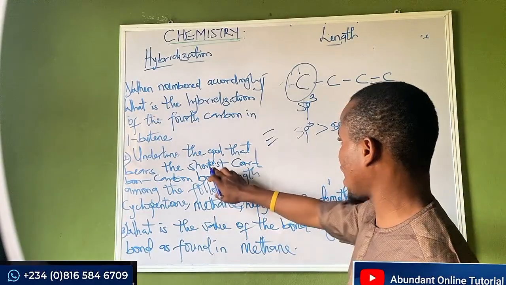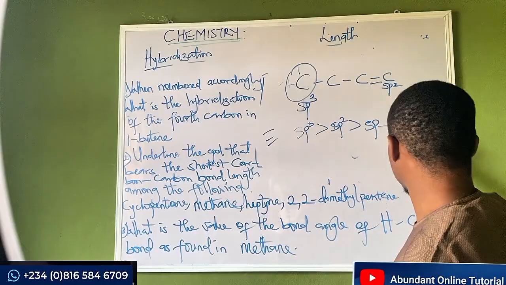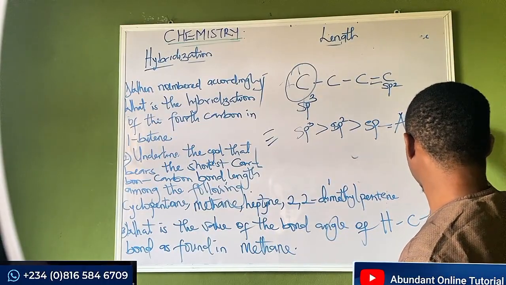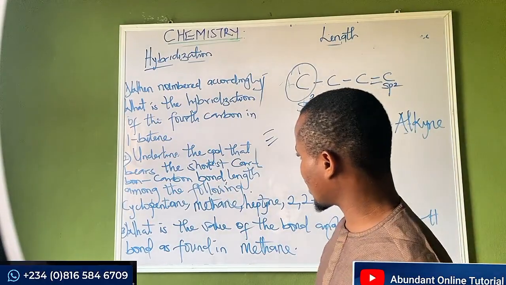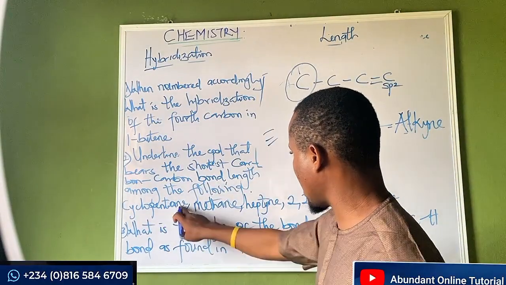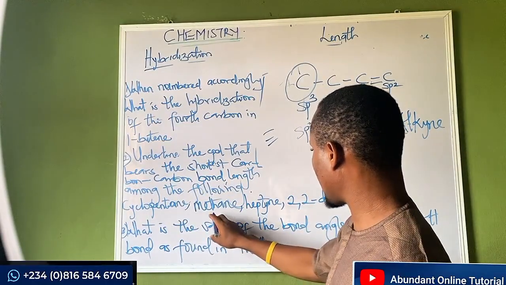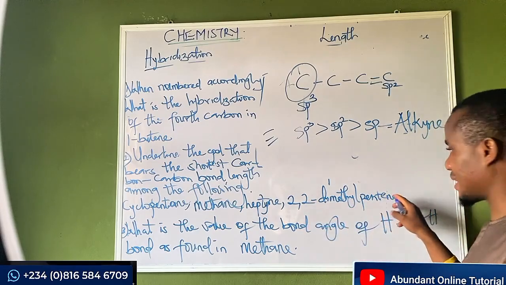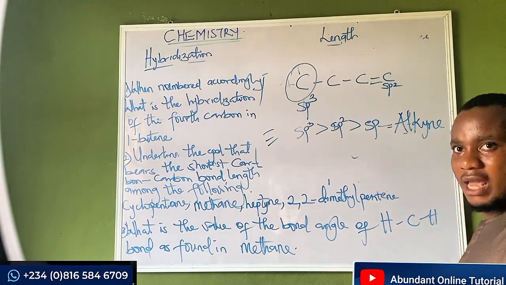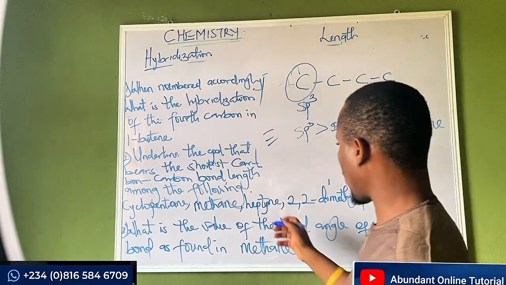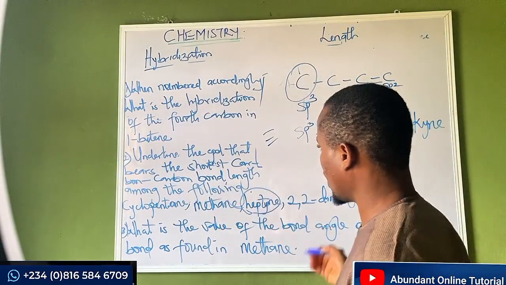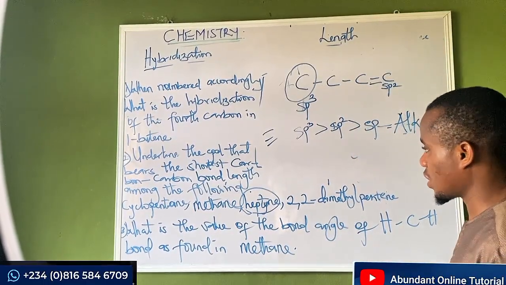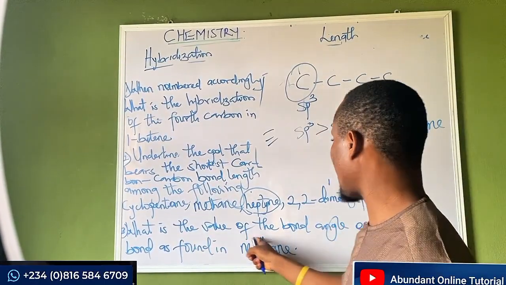So, and I know that I've told you that sp belongs to the group what? Alkyne. It can be seen in the compound alkyne, the group alkyne. So look at this. We have cyclopentene, pentane, methane, heptane, and 2,2-dimethylpentene. So looking at this, sp is what? Shortest. Therefore, this will have the shortest bond length.